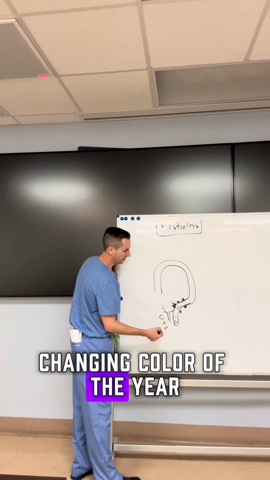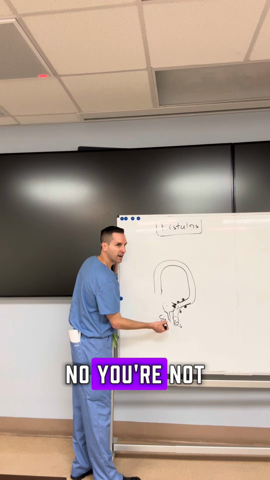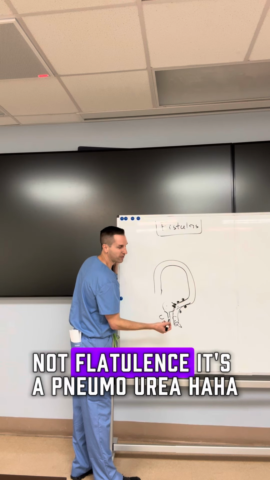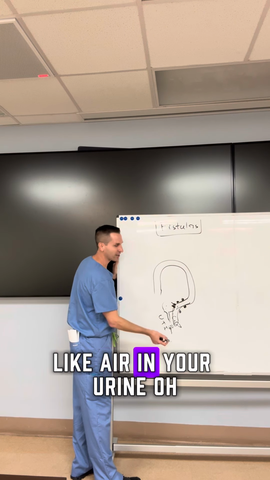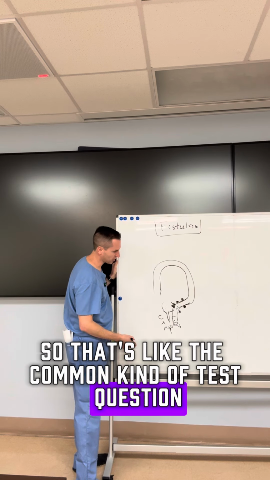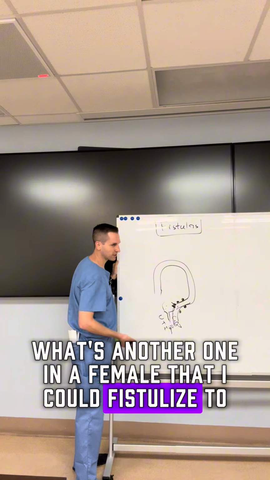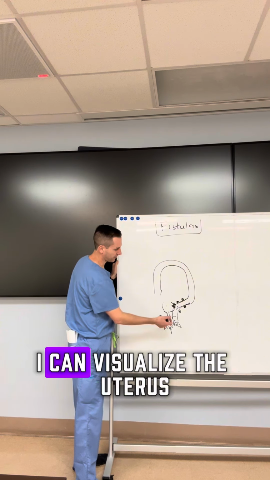Changing color of the urine. Pneumaturia, air in your urine, like flatulence out of there. That's the common test question. What's another place in a female that it could fistulize to? The uterus. Yes, it can fistulize to the uterus.